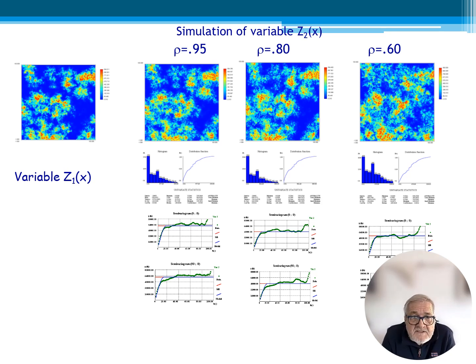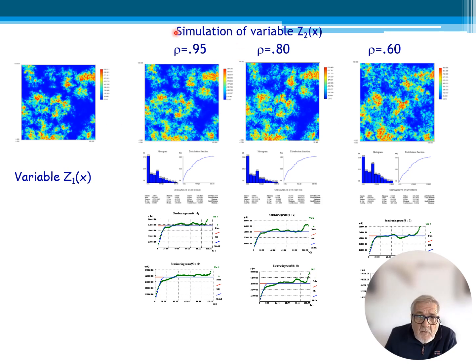Just to illustrate the influence. This is an academic exercise because normally what you do, you calculate the correlation coefficient and proceed with your co-simulation. You don't do this kind of sensitivity analysis. I'm doing it just for illustration purposes. This is the main variable that is going to be used as auxiliary to simulate the secondary variable here, and we impose a correlation coefficient of 0.95, 0.8, and 0.60. Can you see the difference?